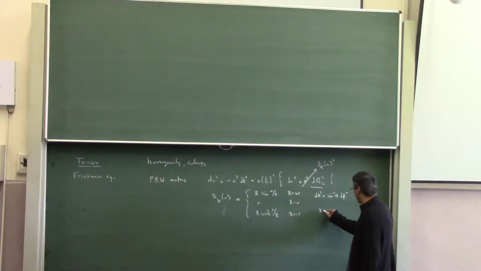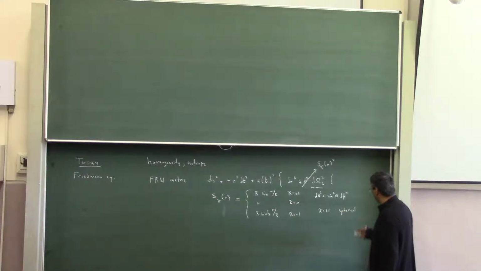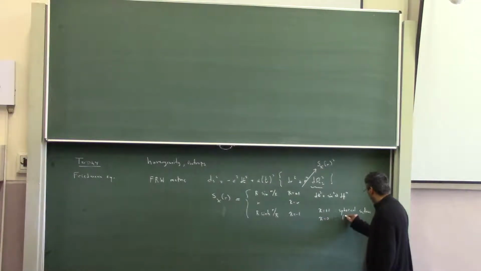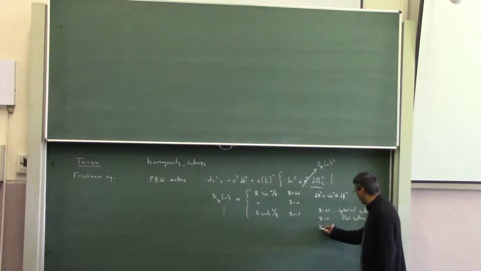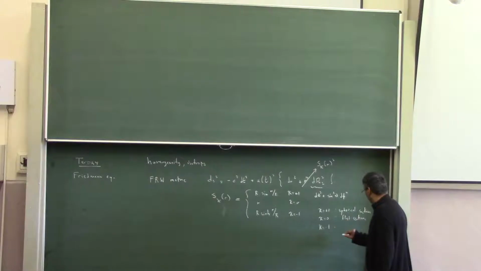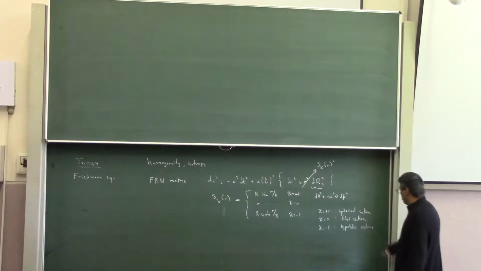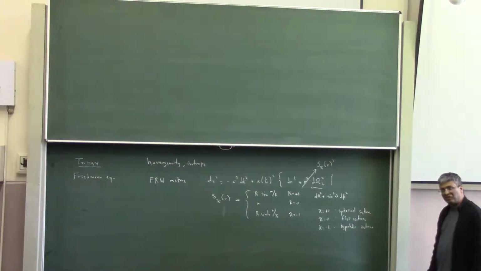Kappa equals plus 1 corresponds to spherical slices. Kappa equals 0 corresponds to flat slices. And kappa equals minus 1 corresponds to hyperbolic slices. So these look like a sphere, these look like Euclidean space, and these look like a saddle.